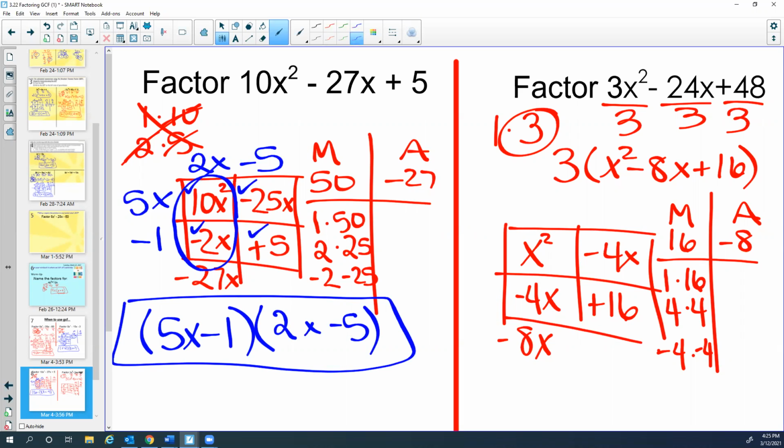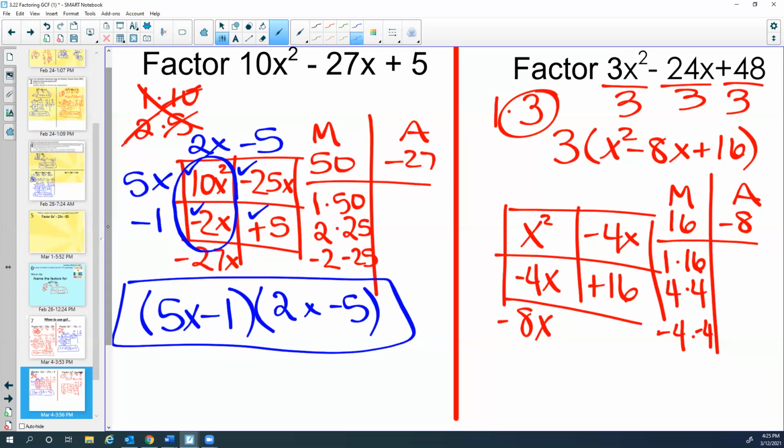All right, let's go ahead and finish up this one here on the right. So, looking at this first column here, I got x squared and minus 4x. Greatest common factor is x. X times x is what gives me x squared. X times negative 4 is what gives me negative 4x. X times negative 4 again is what gives me negative 4x. And negative 4 times negative 4 is positive 16.